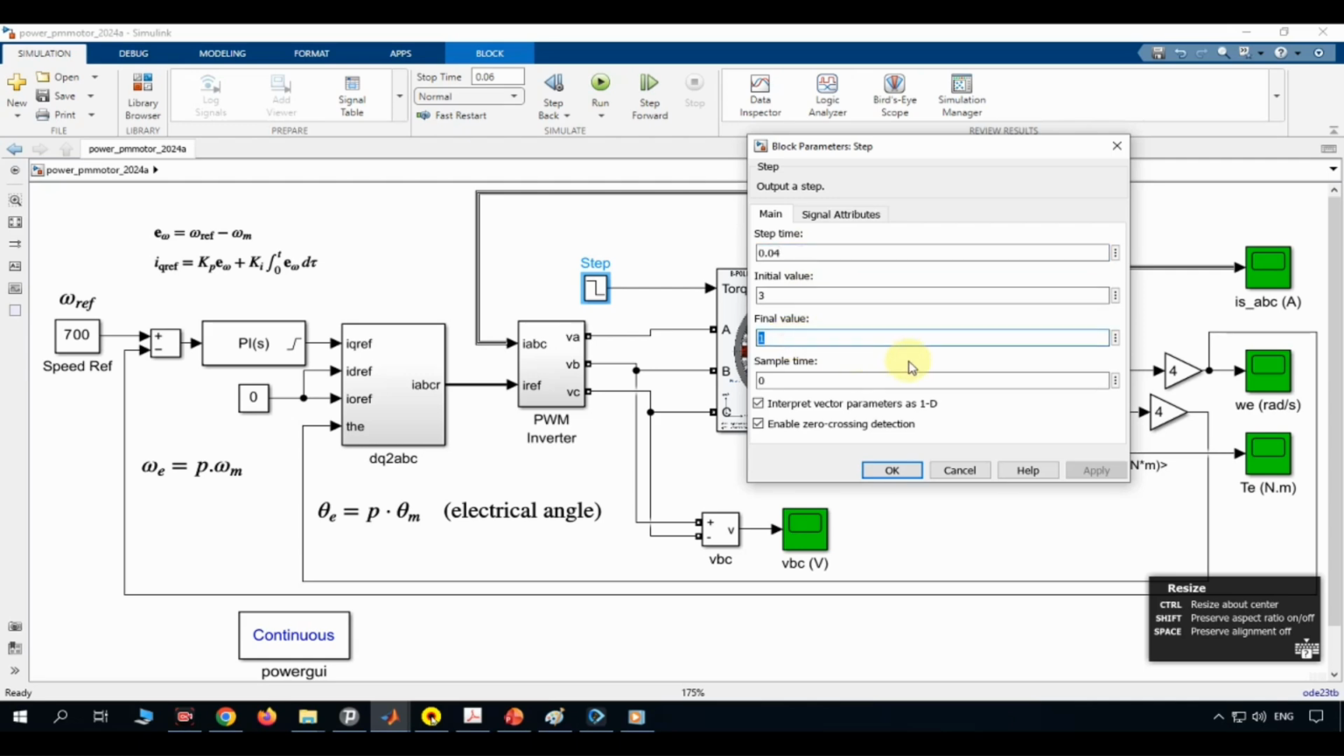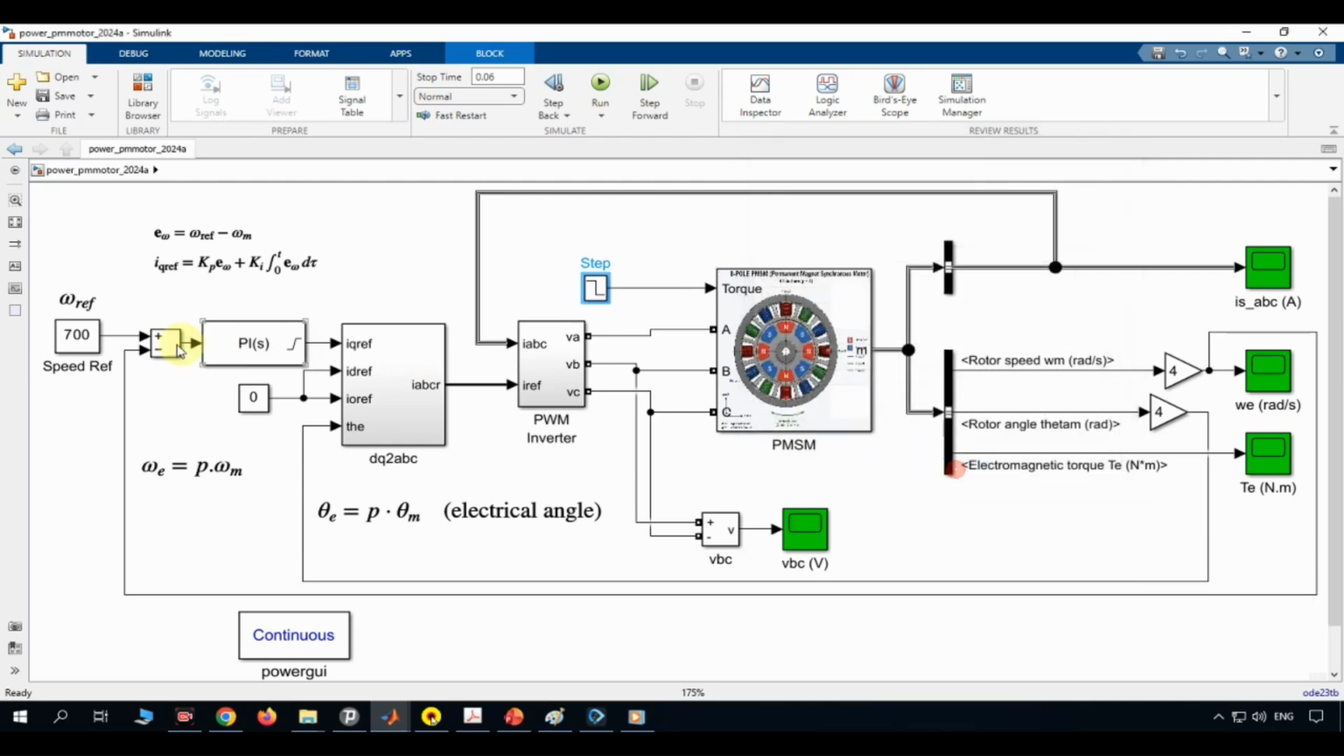This is a classic disturbance rejection test. We're asking, can the speed controller hold the speed at 700 radians per second when the mechanical load suddenly changes? If the PI controller is tuned well, we should see a brief transient, followed by a rapid correction, with the electromagnetic torque settling to match the new load torque of 1 newton meter.